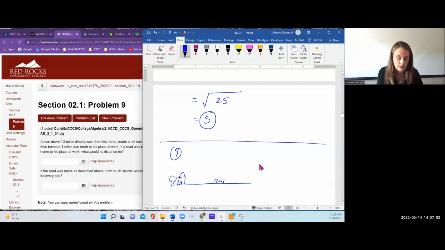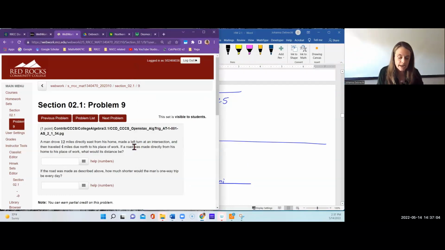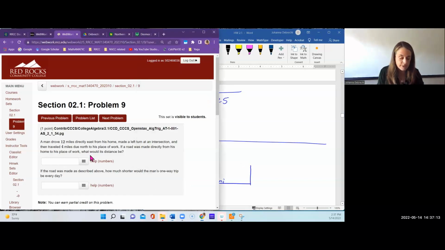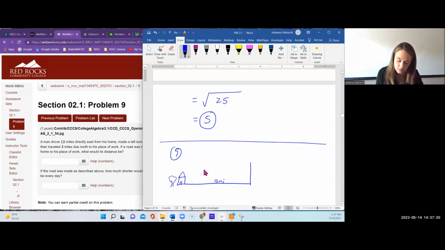Directly east would be to the right. He made a left turn at an intersection. Well, he would turn that way. And then traveled 4 miles due north to his place of work. 4 miles, well, that's about right. So we'll make this a skyscraper. All right, so this is 4 miles.